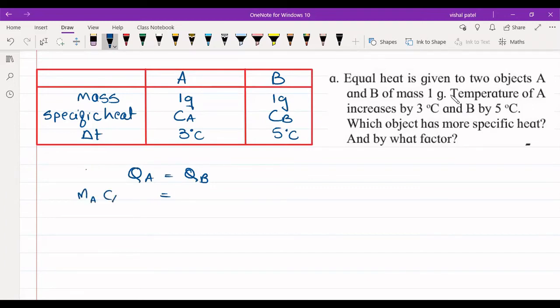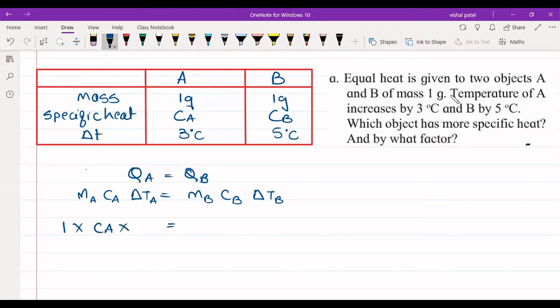MA, CA, delta TA. Everywhere I'm using A for object A. MB, CB, delta TB I'm using for object B. Now I'll just put the value, students. The mass is 1.